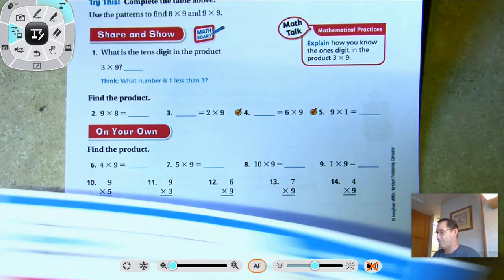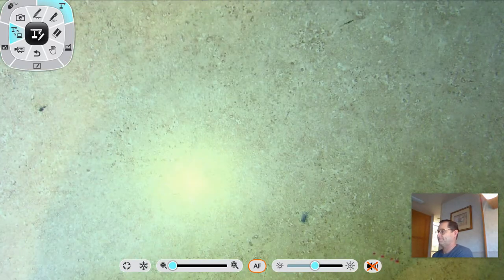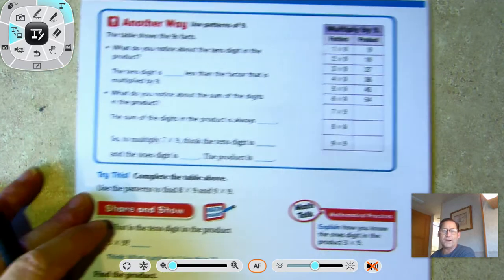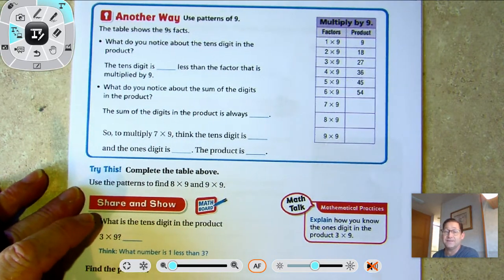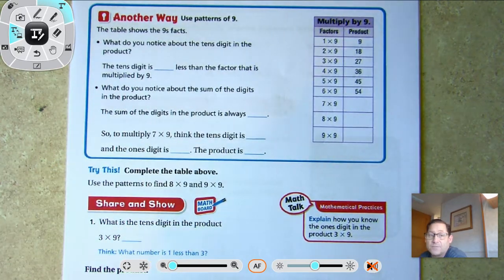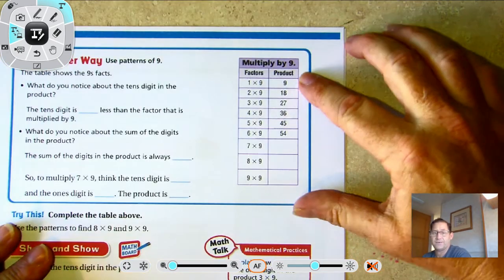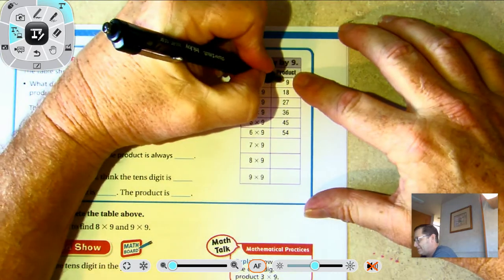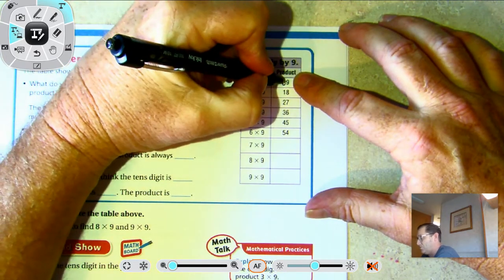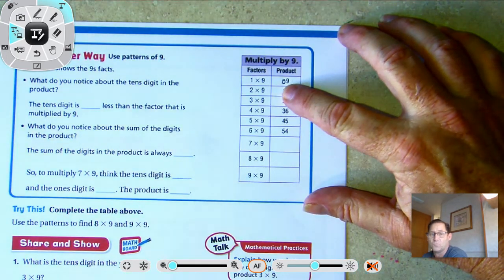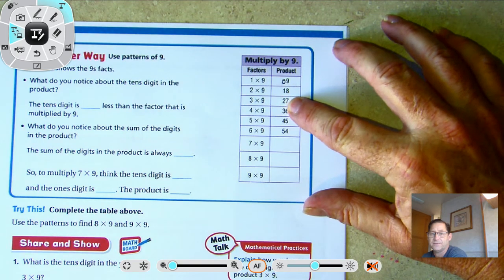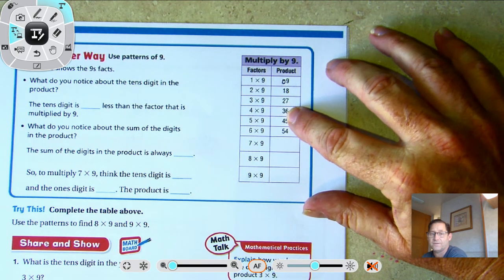Okay, page 174. Another way, we could use patterns of 9. Nines are very interesting as far as their patterns. So the table shows the 9's facts. What do you notice about the tens digit in the product? Let's look at the product. Okay, here, the tens digit is actually 0. Then it goes 1, then 2, then 3, then 4, and then 5.